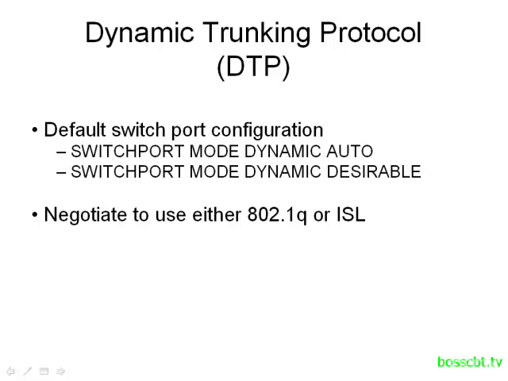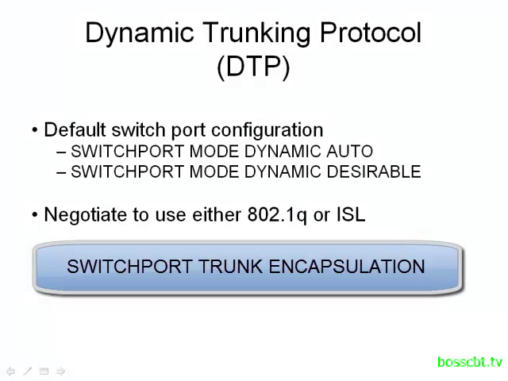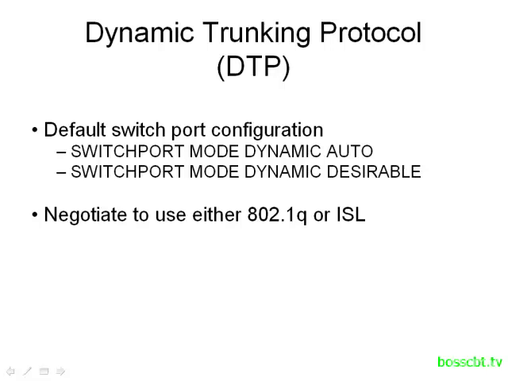Some Cisco switches are no longer supporting ISL, so you may not even have the choice to state which one you want to use. It may just default to 802.1q. However, on some platforms, if you don't want the switches to negotiate the VLAN tagging method, then you can actually insert a command to dictate which one should be used. So it can be negotiated or you can dictate it.